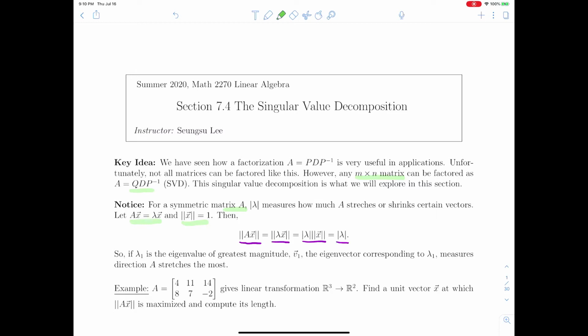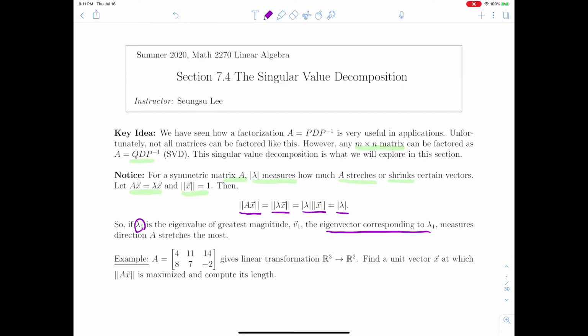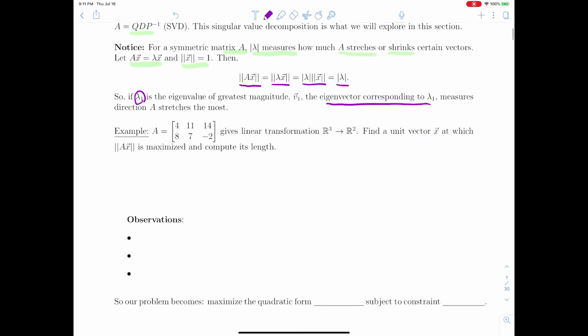So the absolute value of lambda measures how much A stretches or shrinks certain vectors. And if you set lambda 1 to be the largest eigenvalue of A, then the eigenvector corresponding to lambda 1 measures the direction where A stretches the most. So let us see that with the following example.